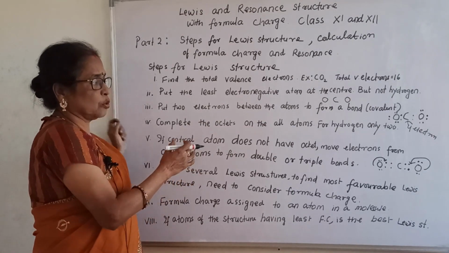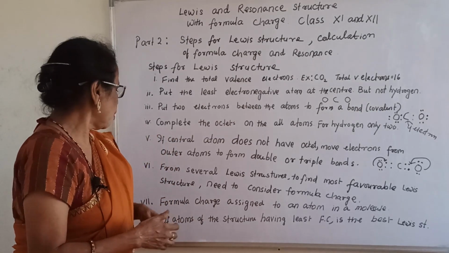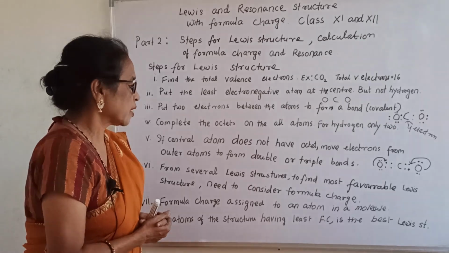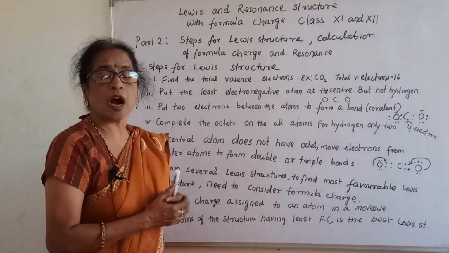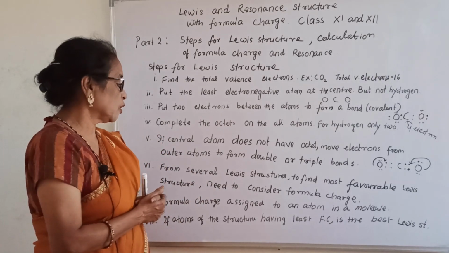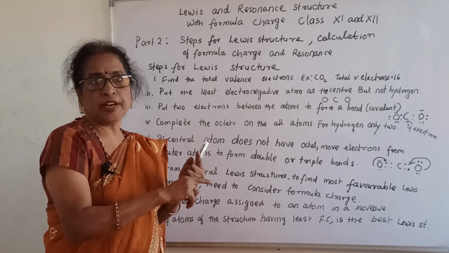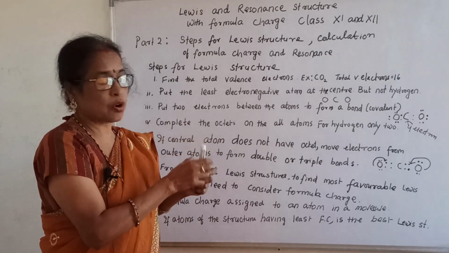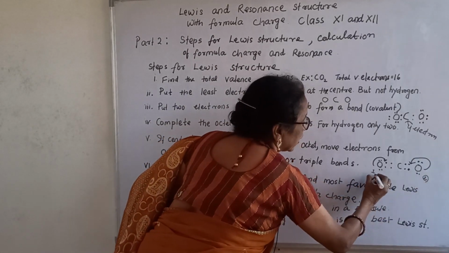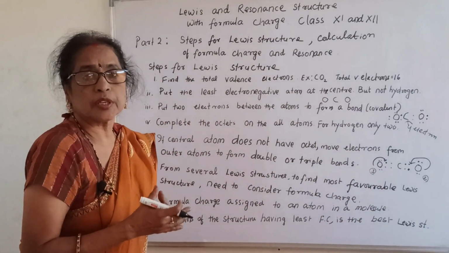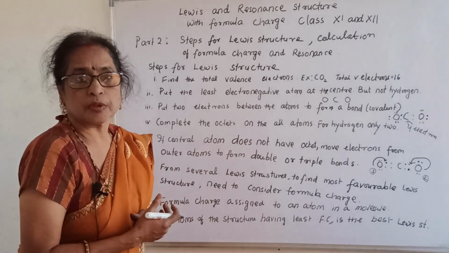From several Lewis structures, so many molecules are there, polyatomic ions are there, and here several Lewis structures form. But which one is the most favorable Lewis structure? How can you find the most favorable Lewis structure? Here we need to calculate the formal charge for each atom. Now here carbon is in the middle, and suppose the left side is oxygen 1 and the right side is oxygen 2. Then we have to calculate the formal charge for oxygen 1, carbon, and oxygen 2.